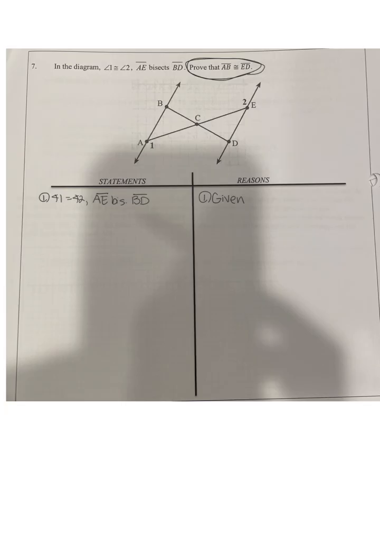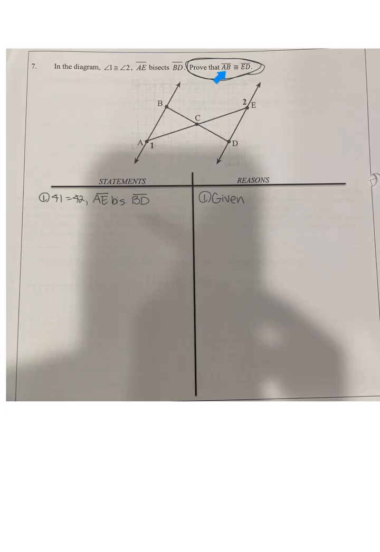Last one. So this is a proof. So obviously we start with the usual. You write down whatever givens they gave you, and then your reason is given. I'd like to look at the proof. So the proof is they're asking you to prove that AB, which is this segment right here, is equal to ED. Okay, so when I see that, I'm like, AB is in this triangle and ED is in this triangle.